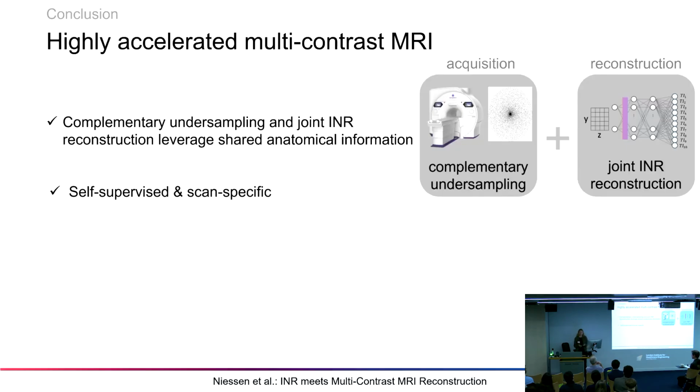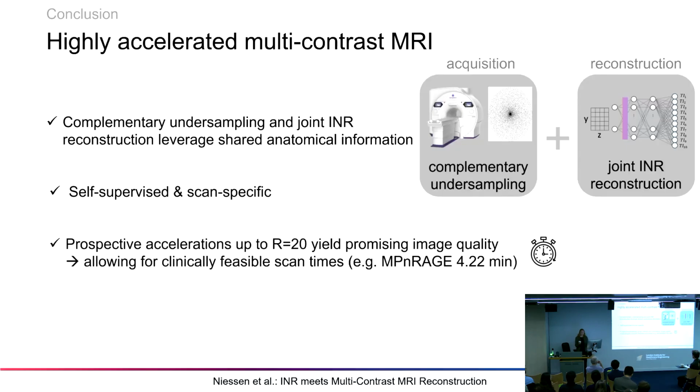In the meantime, our method has also been applied to the multi-echo T2 star data that Julia was mentioning before. This shows that from scratch, without training it again, you can just use it for other data too. And the results we get are that with prospective accelerations up to R20, we get a promising image quality, and this allows for clinically feasible scan times, for example, in the case of MPN-RAGE, two minutes.